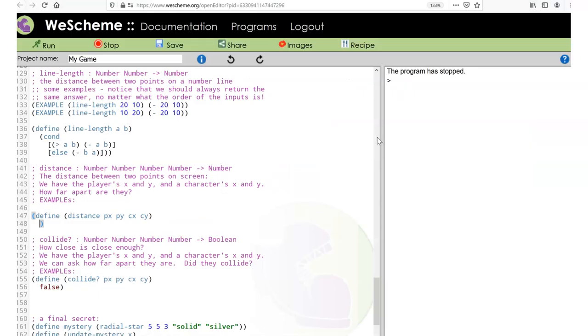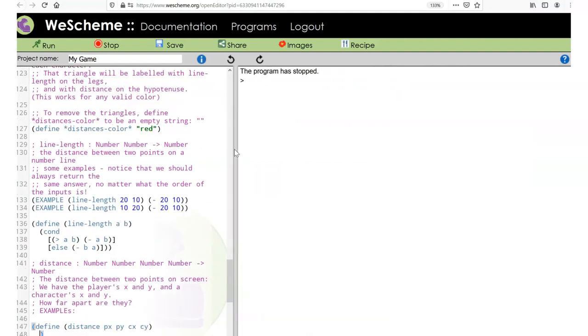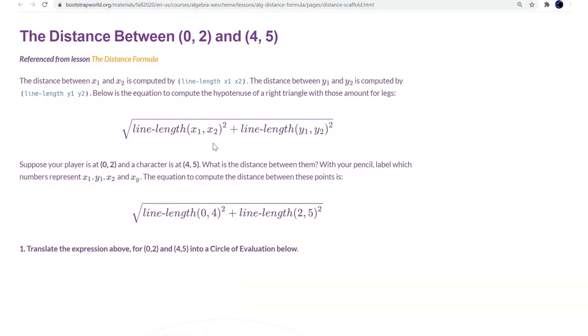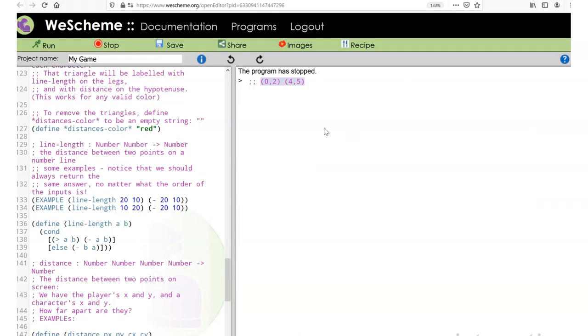And what I do a lot for that kind of stuff is I just put in a comment over here where I'm going to run, and I'll just write 0, 2, and 4, 5. And this isn't WeScheme code, right? These are my two example points in algebra notation, 0, 2, and 4, 5. And I can even hit enter, nothing happens because it's a comment.